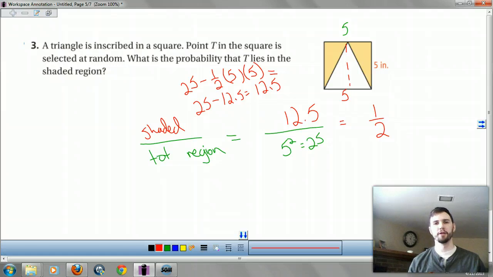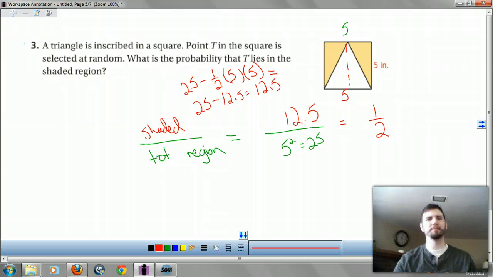And when I hawk the loogie off the building, it lands in there. Don't hawk loogies off buildings, guys. I'm a bad example.